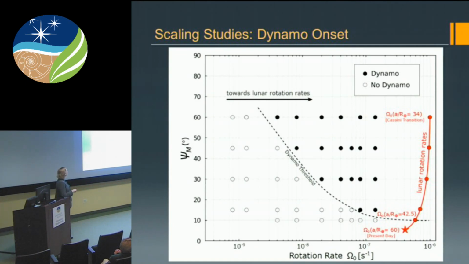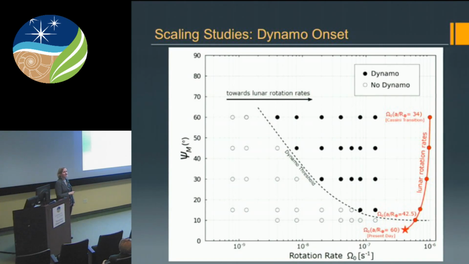Okay? Now what we can do is look at where the moon is in this phase space. The moon starts near the Cassini transition, and then over time, as the obliquity angle decreases and the rotation rate changes, the moon follows this path. So this suggests that there would have been a lunar dynamo from our mechanism early on, up until about a time when it was at 42.5 Earth radii separation. And then it essentially gets into the regime where there is no dynamo at present day.